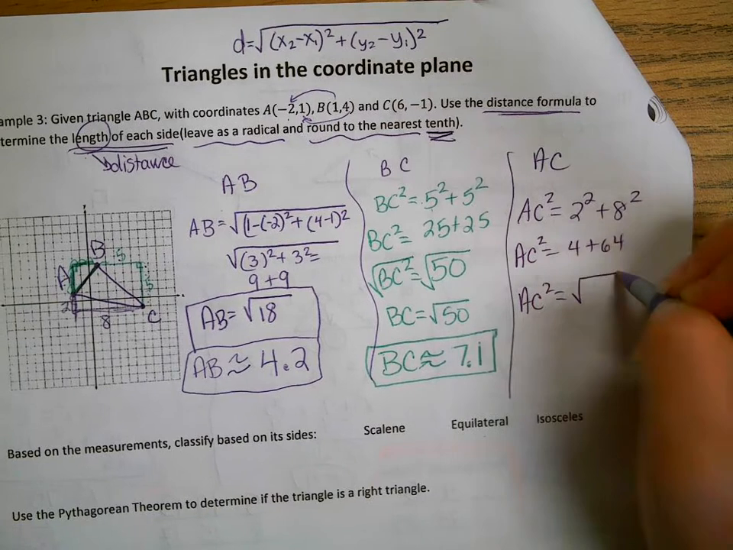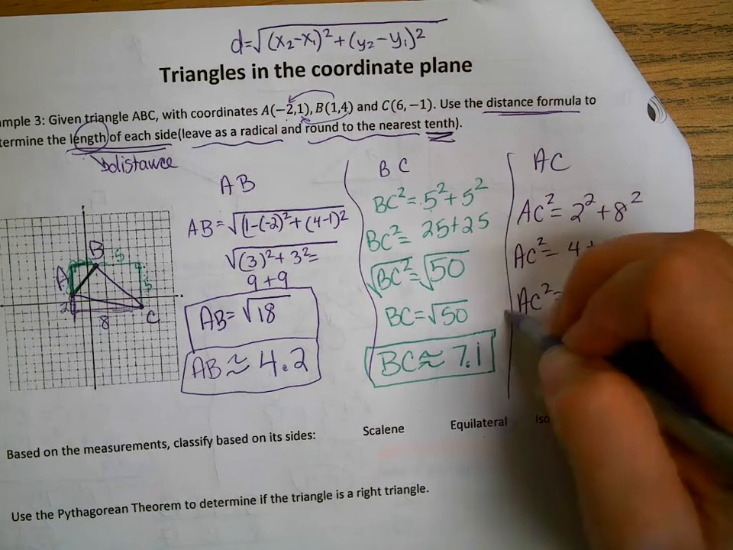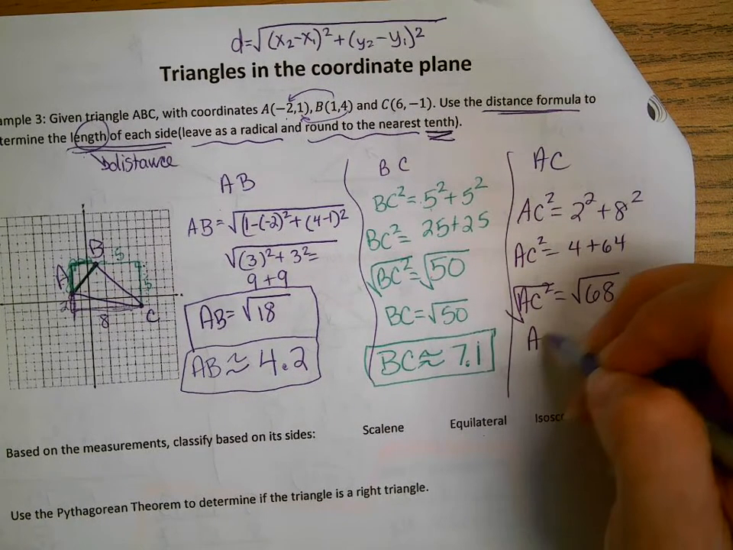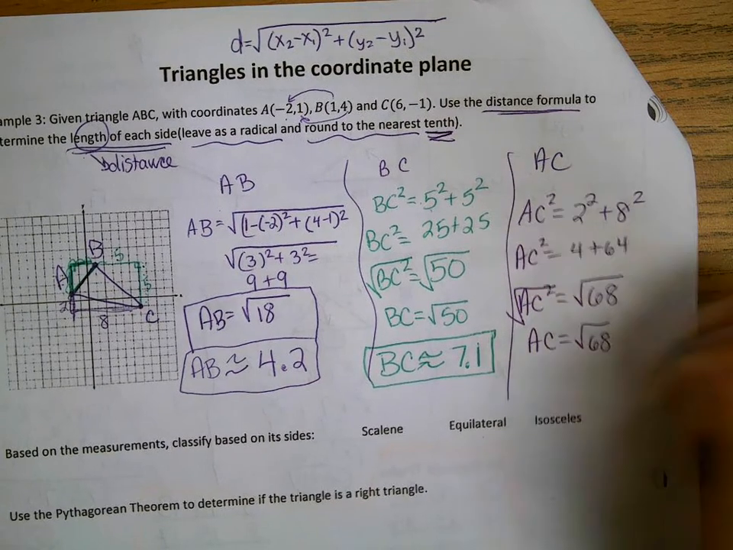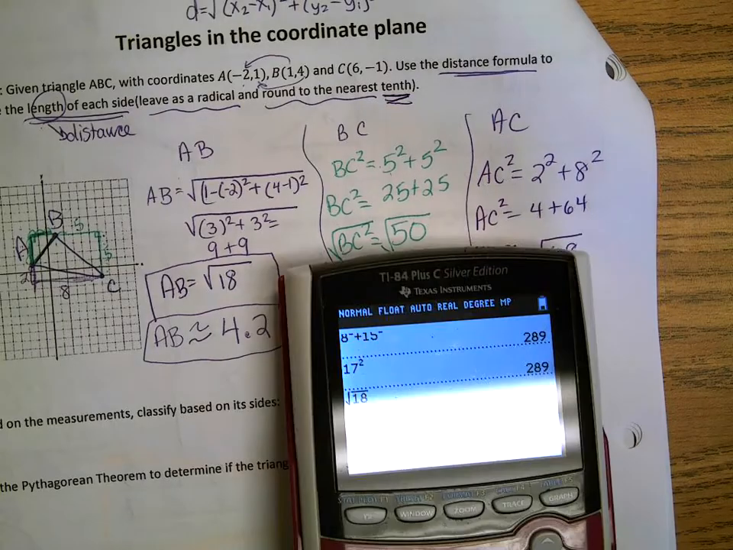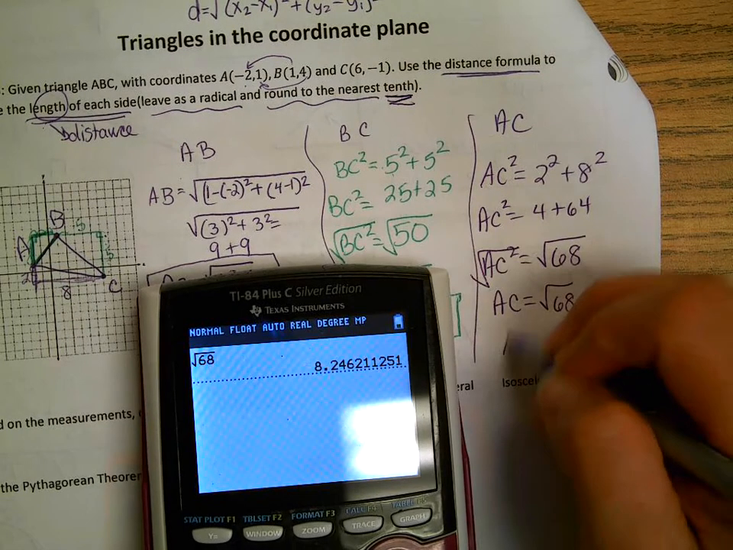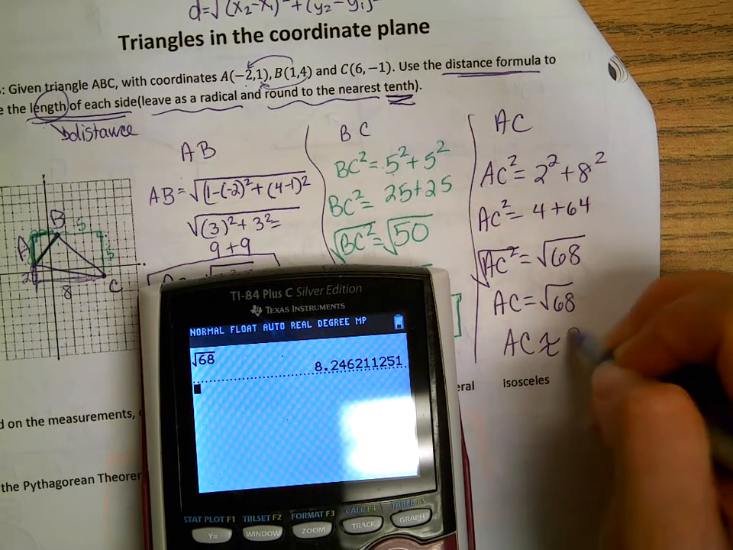AC squared is 68. And I kind of was a step ahead of myself there and put the square root of 68. So AC equals the square root of 68, which approximates to 8.2.